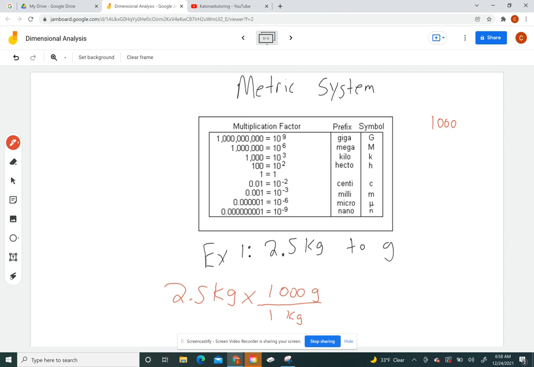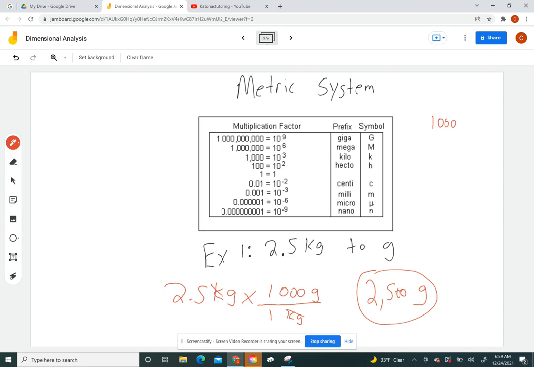Now, 2.5 kilograms times 1,000 grams over 1 kilogram. So kgs cancel. Now I'm left with grams. Now all I'm going to do is multiply. 2.5 times 1,000. That's going to give me 2,500 grams, which makes sense. There are going to be a bigger number for grams than kilograms if they're like the same value.